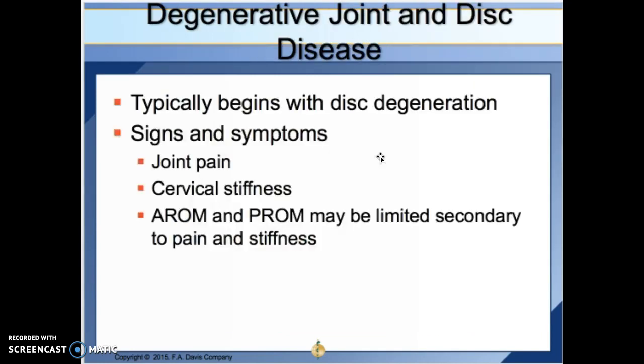Degenerative disc disease, as well as degenerative joint disease, where the joint would be primarily the facet joints. Typically, this begins with disc degeneration, so the patient could complain of joint pain, of cervical stiffness, and they may demonstrate also limited active and passive range of motion.